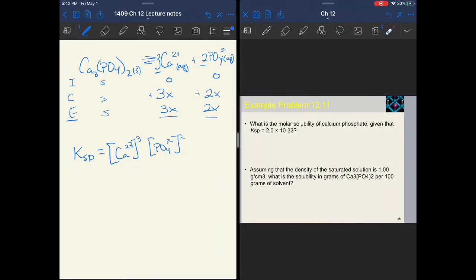Okay, so we're going to solve for KSP here. We're going to solve for the molar solubility by filling in.